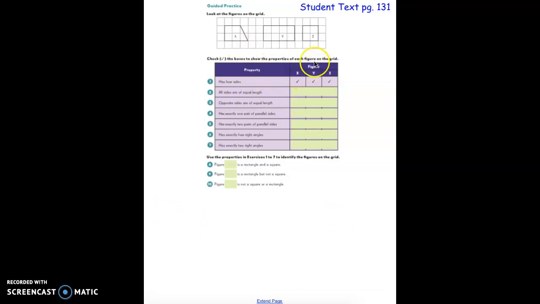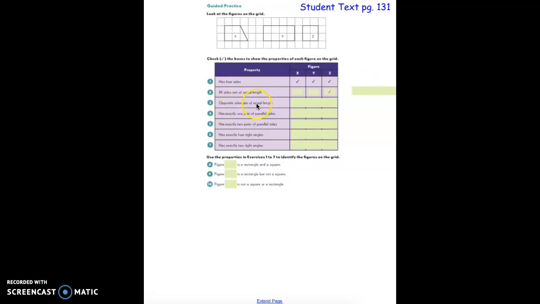This is a table that asks you different questions about these three shapes: X, Y, and Z. You notice that the first one says has 4 sides. Well, we know that each one of these has 4 sides. But my next question asks, all sides are of equivalent length. Well, I think it's only Z. Yes, Z has 4 sides that are of equivalent length. Guess what? We were right.